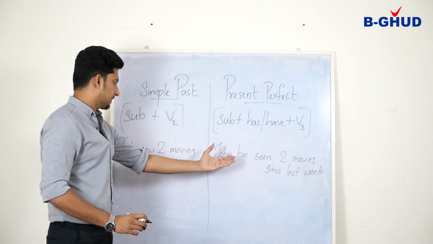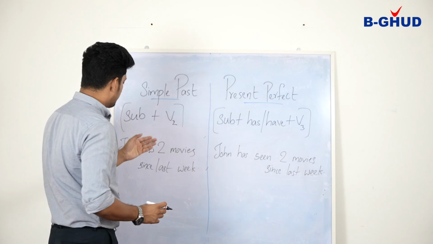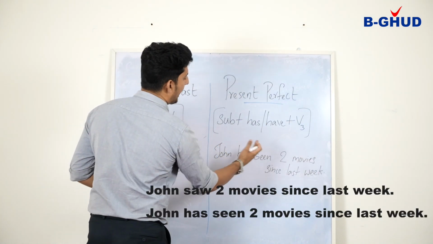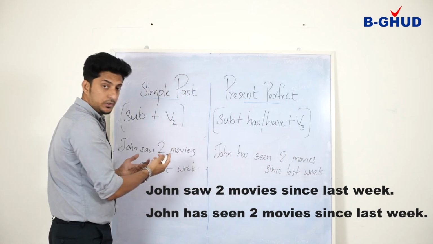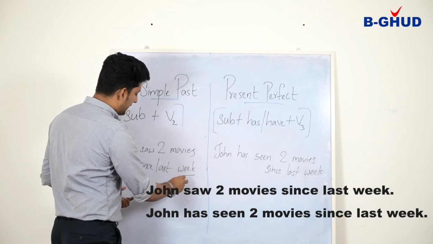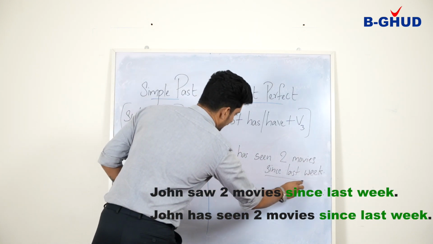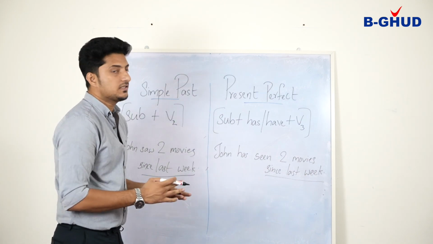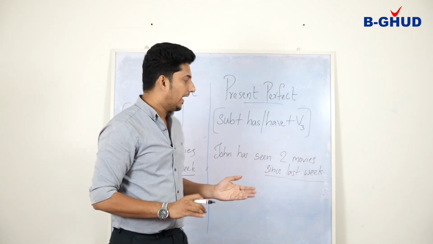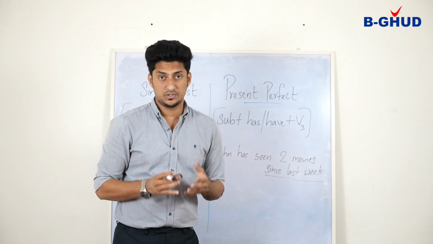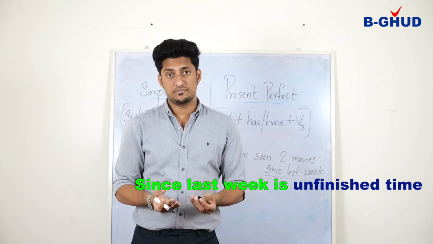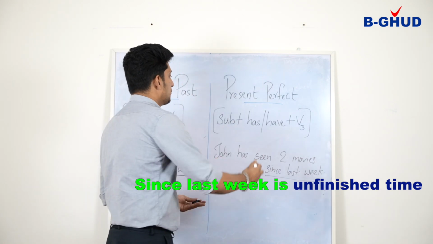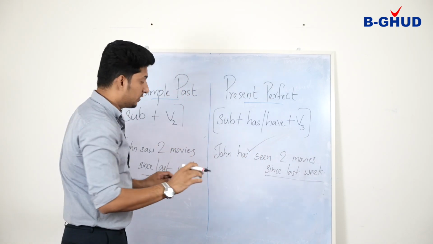Now look at these two examples here. I've written John saw 2 movies since last week. John has seen 2 movies since last week. If you look at the time indication here, it says since last week. It's not saying last week, it says since last week, which means something that started last week and something that is still going on, which means we are talking about an unfinished time. So always remember, if you're talking about an unfinished time, it's better to use present perfect and not simple past.